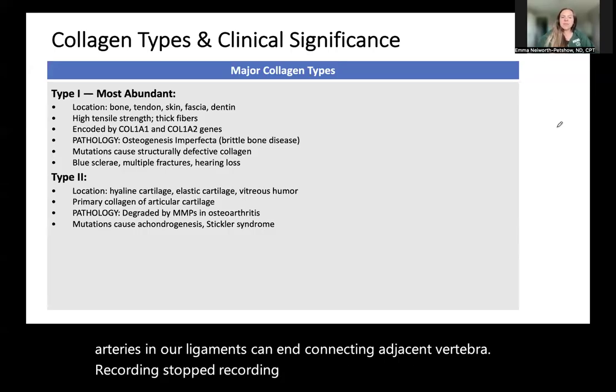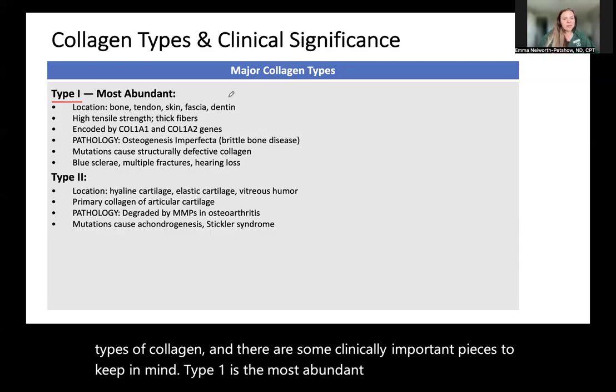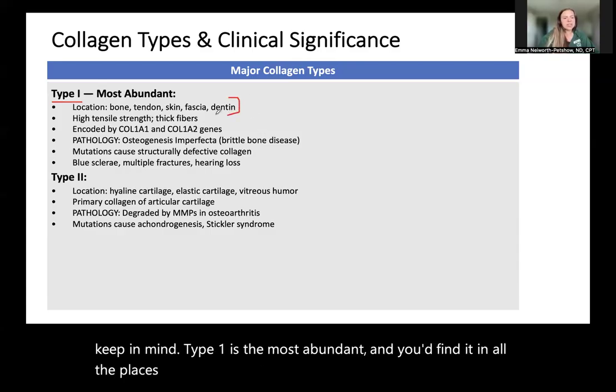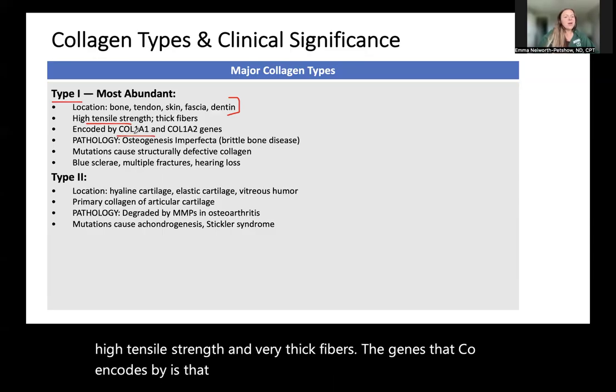There are four different types of collagen, and there are some clinically important pieces to keep in mind. Type 1 is the most abundant, and you'd find it in all the places you'd expect: bone, tendon, skin, fascia, dentin. It has high tensile strength and very thick fibers. It is encoded by the COL1A1 and the COL1A2 genes.